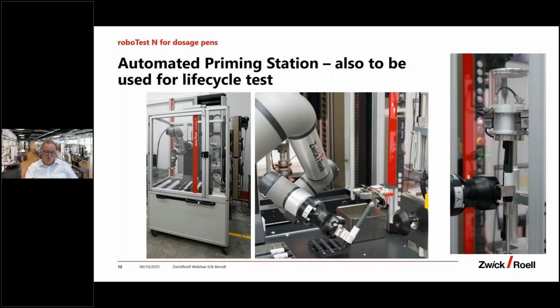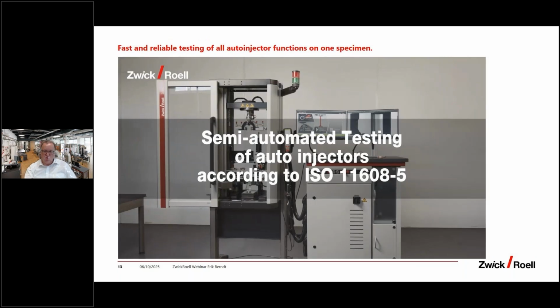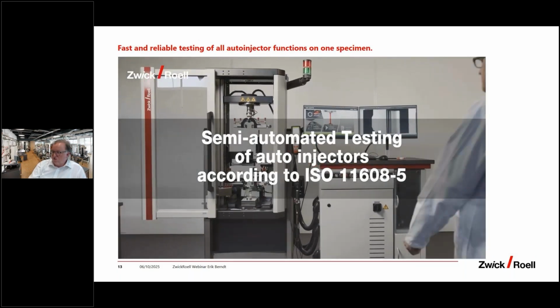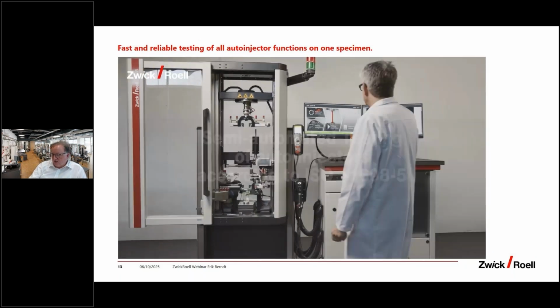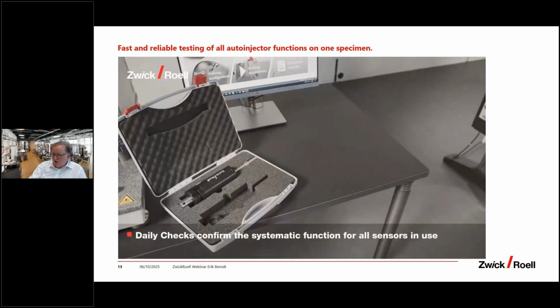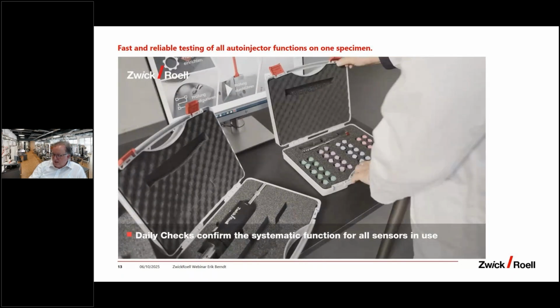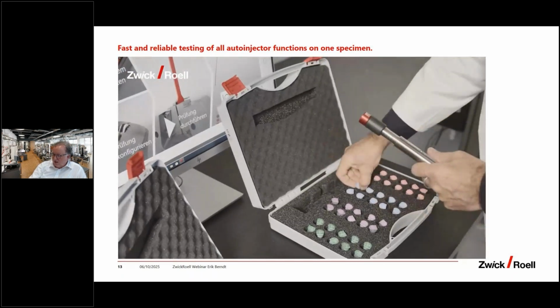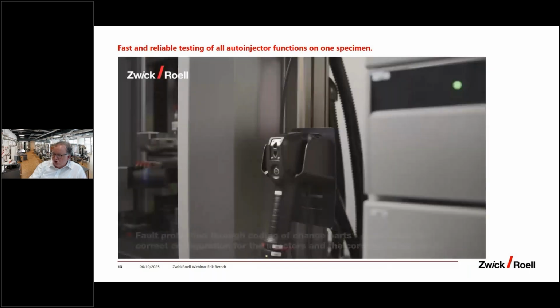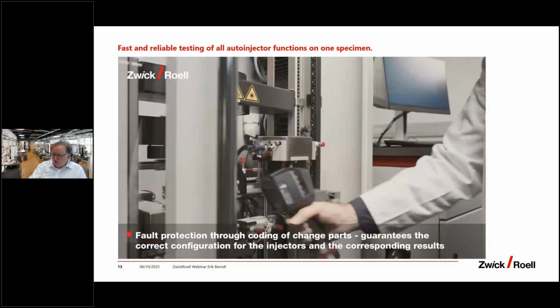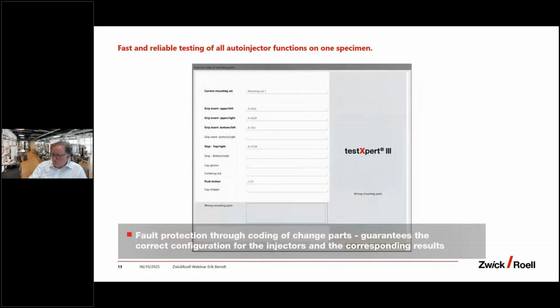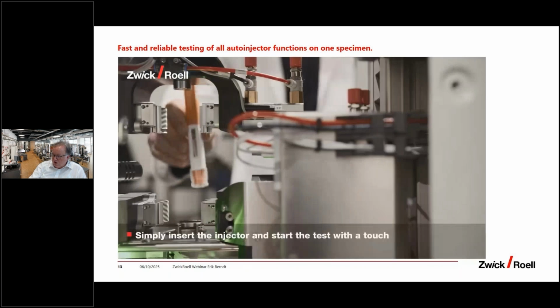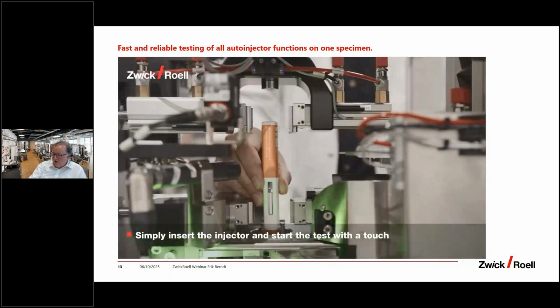I would now leave perhaps the ISO 11608-1, where we are looking more at the pen systems, and we are heading over to the 11608-5, the autoinjector testing. And this is a very typical system that we are building. I will go into some details later on. Here we are seeing the setup of a machine with daily checks. We have different checks on the parts which are inside to reduce the operator failure rate itself.